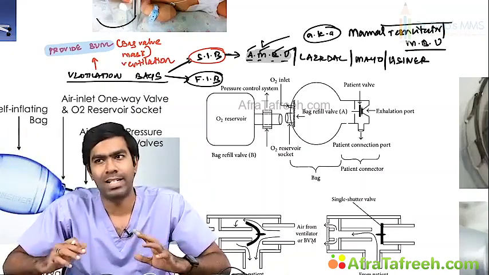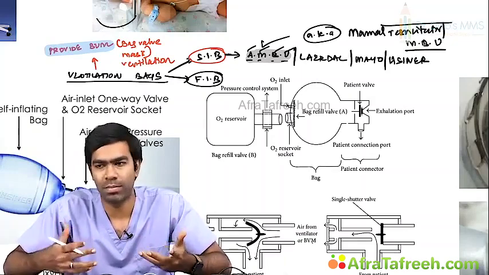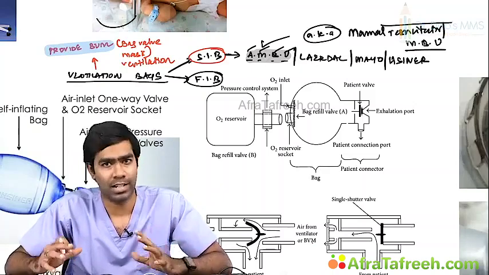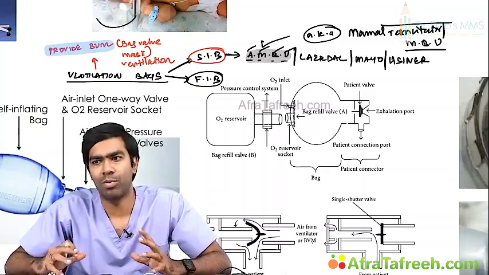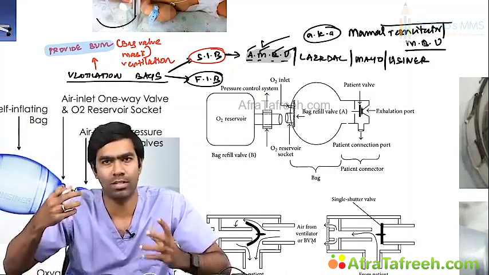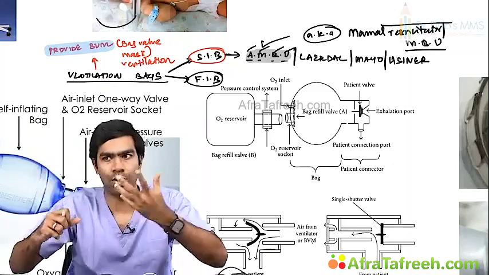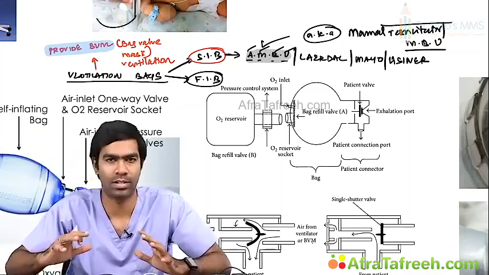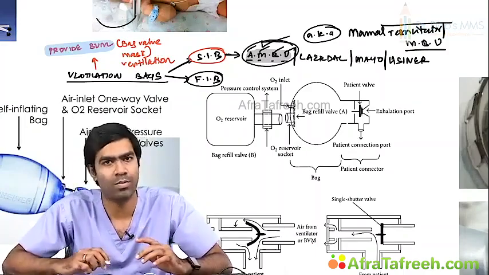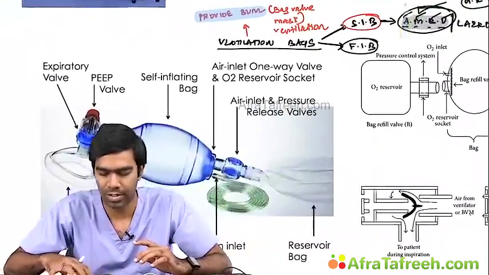So it changed the face of how resuscitation has been done. Before 1953, there was only mouth-to-mouth resuscitation, but this actually changed the face. This AMBU can be used in emergencies to artificially ventilate the patient by just putting a tight mask and compressing it. You need not do mouth-to-mouth resuscitation. That's why it completely changed the way we did resuscitation, and credit goes to AMBU for inventing this bag. That's why we still give the name ambu bag.